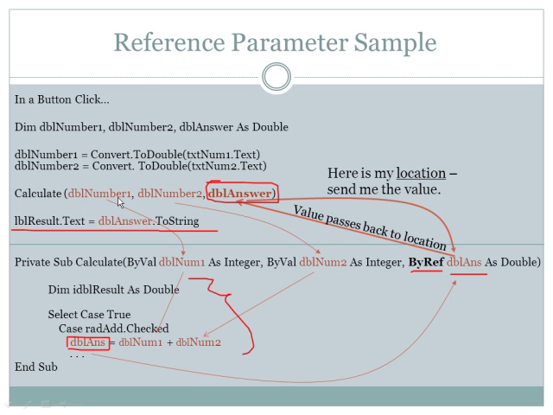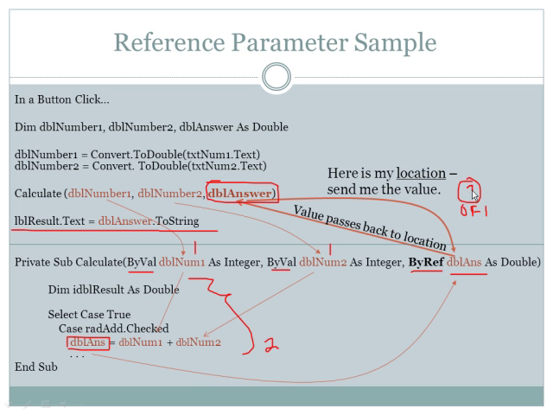So again, DBL number 1, DBL number 2 are both value parameters. So it's a one-way street. It's going to send these values over. Say I've got 1 and 1. Then for the ByRef DBL answer, it's going to say, here's my location. Say I'm located at 0F1, and that's a hexadecimal number. So say I'm located here. So it's going to say, here's my location. It will come up with the answer, which is 2.